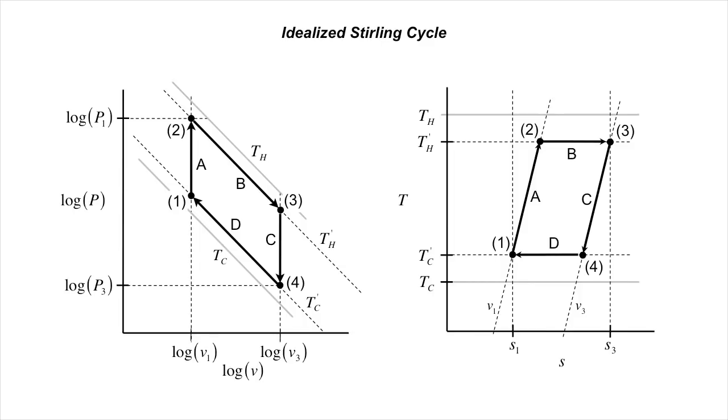Note that since the closed loop of the cycle falls inside the bounds set by Th and Tc, we already expect a less efficient process than a Carnot engine. This implies that the assumptions we've made about this process involve irreversible process steps. Let's take a closer look by analyzing each of these steps in the process individually.